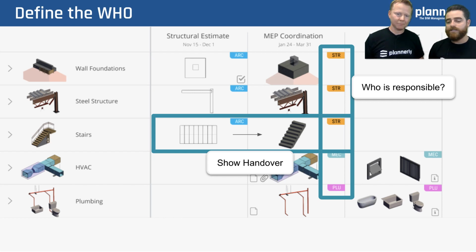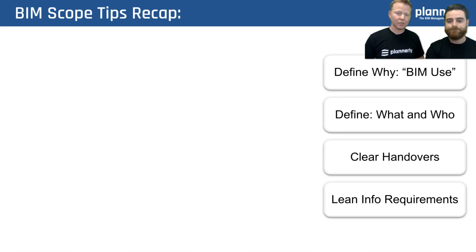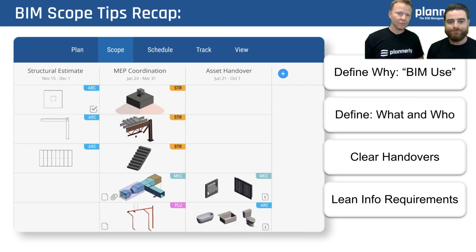In many projects, we have examples where content is owned by a certain trade. In this example, the stairs are owned by the architect early on, and then the structural engineer takes over. Being able to recap on those, we have to understand why. We always start with the purpose. So why are we creating the model in the first place?